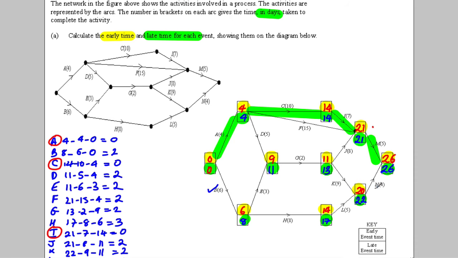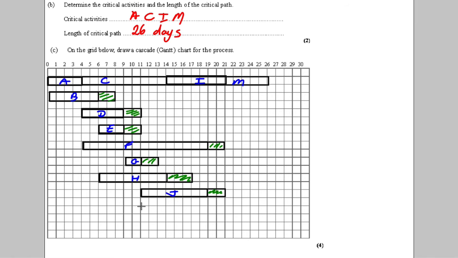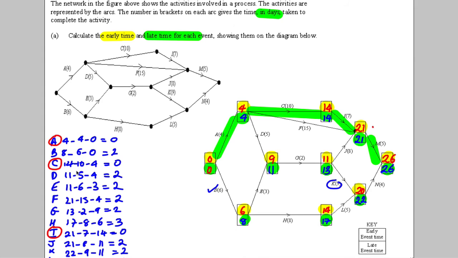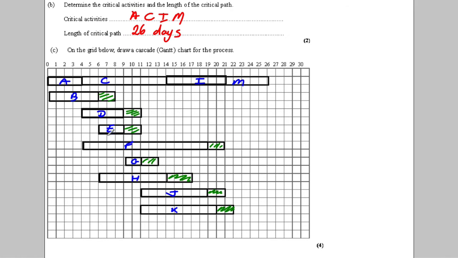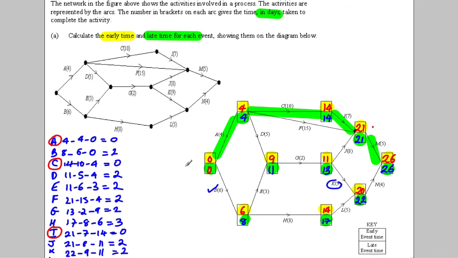Going back to K here. K is this one. Starts at 11, ends at 22, is 9 long. So 11, add 9, but it goes up to 22. So it goes from 11 to 20. That's K. J, K. And this is the spare there. So I've done A, B, C, D, E, F, G, H, I, J, K. Just need L and I'm finished.